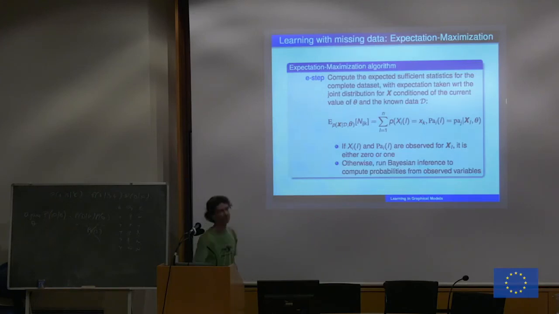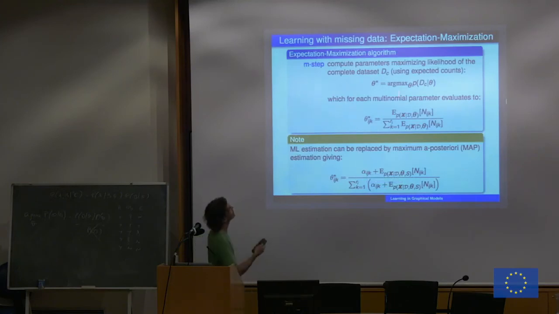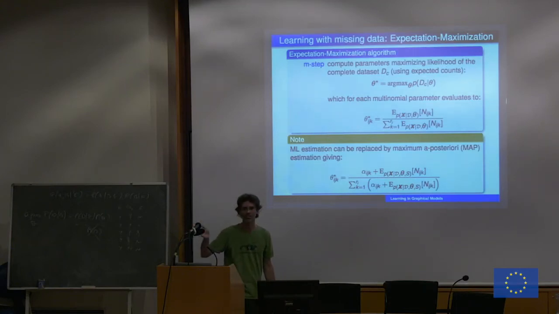Once you have collected these expected counts, this is called the expectation step. Now, you do maximum likelihood. So the maximization step simply is finding out the best configuration of the parameters given this data set with the expected counts instead of the true counts. And this is just, again, the normalized version of the expected counts. The expected counts divided by the expected counts over the values of xi. So, apart from the notation, it's just expected counts normalized column-wise. Okay?